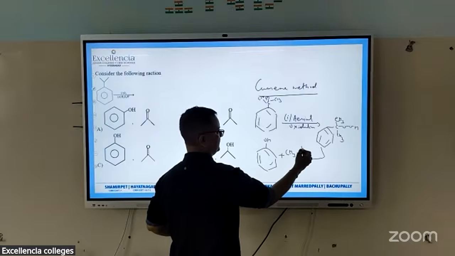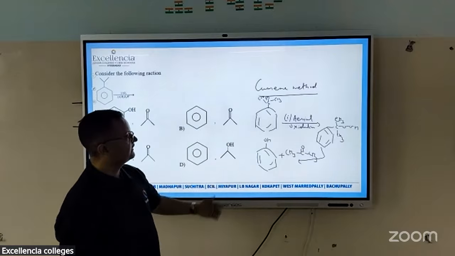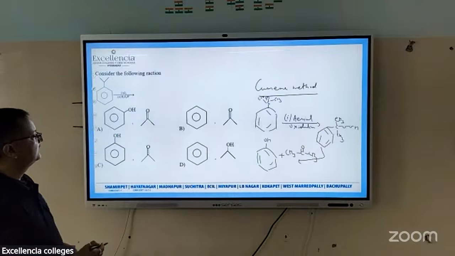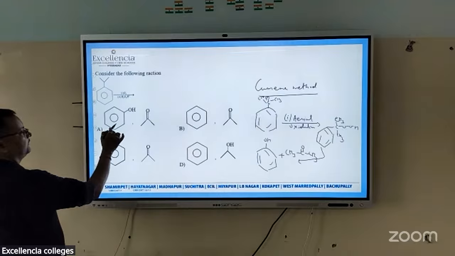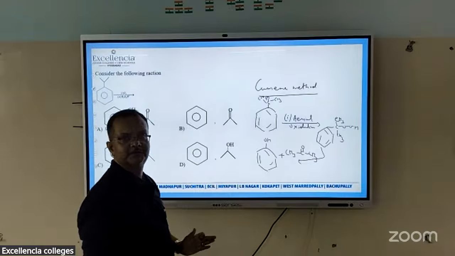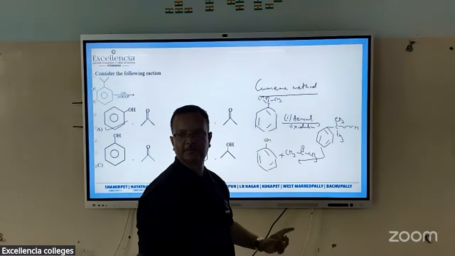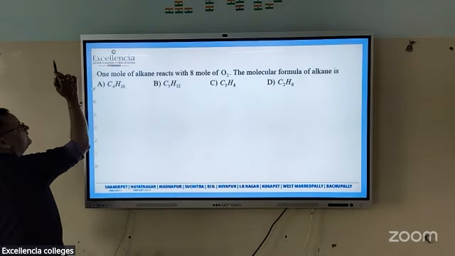It has come a number of times in the paper, and again it may or may not come. So what's the correct answer? Correct, the answer is E. This is phenol, and that's final. So this was a very simple question on the method of preparation of phenol. Please have a look at that. That is done. Next question, let's see.